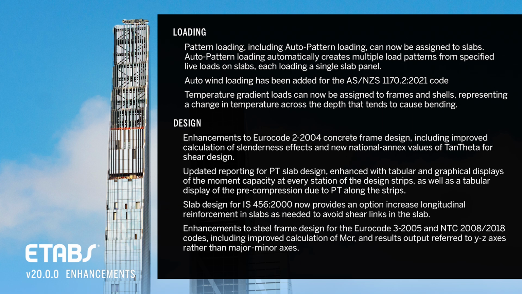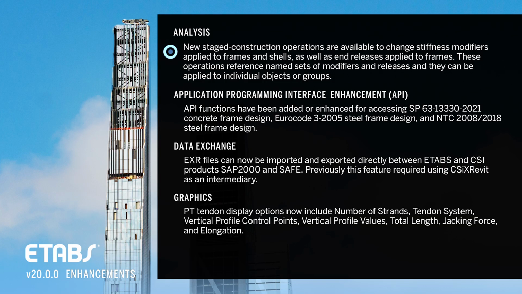456-2000, providing options to increase longitudinal reinforcement in slabs, as well as enhancements to the steel frame design for Eurocode, NTC 2008, including improved calculation of MCR and results output as well. For analysis, new stage construction operations are available to change stiffness modifiers that are applied to frames and shells. Updates to the API have been added, enhanced for different codes as shown on the screen.